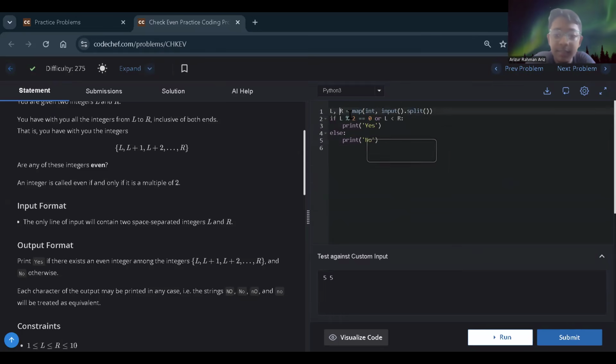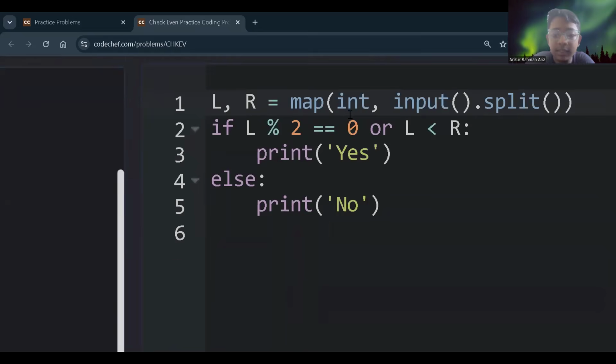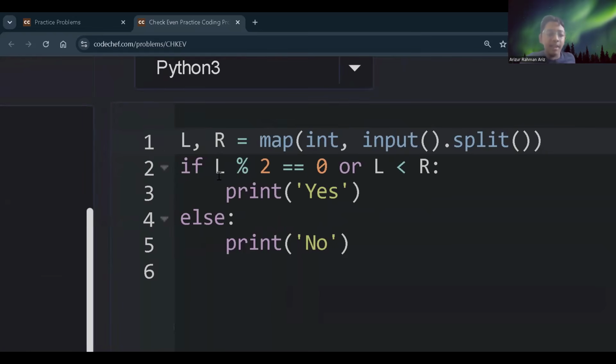So let me overview once again. If L modulus 2 is giving us 0 or L is less than R, if it's true, then we print yes, else if it's false, we print no. So, for example, L is 4. 4 is even, so 4 divided by 2 will give us 0. So yes, the program ends.